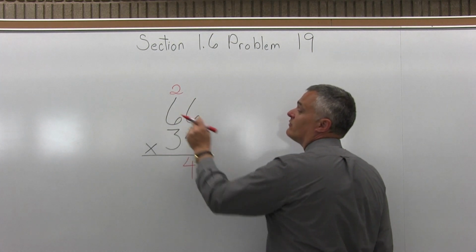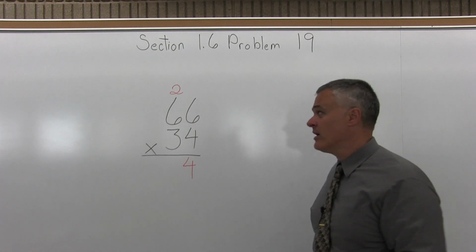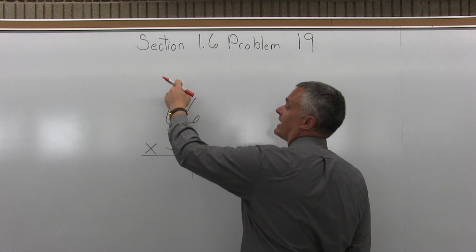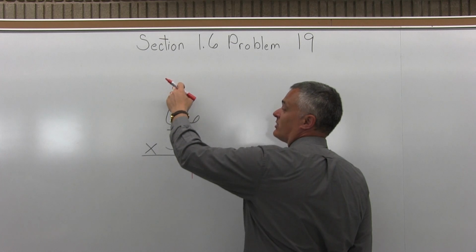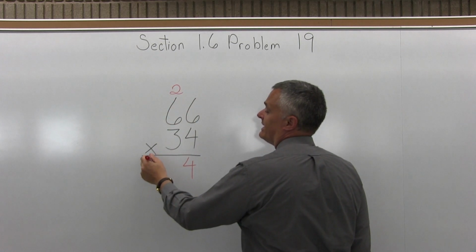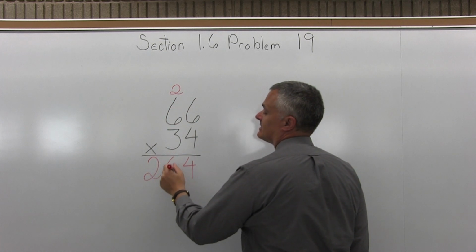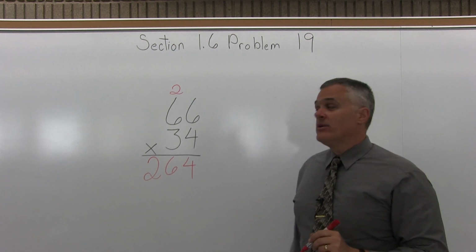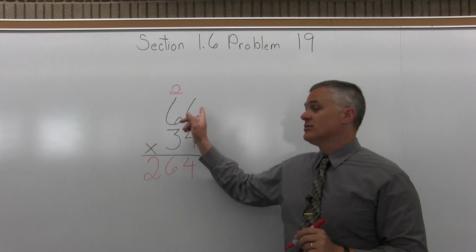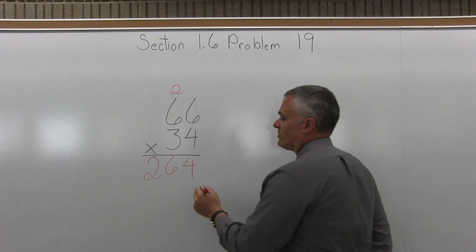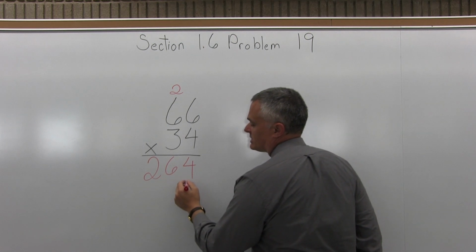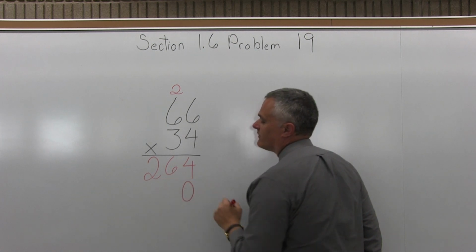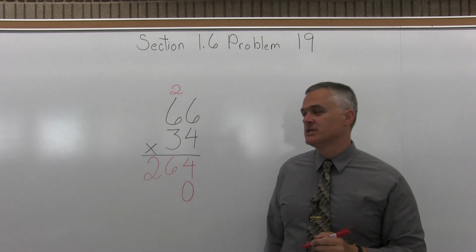Then I multiply again 4 times 6. I get 24, but I have to add the 2 that I carried from the previous multiplication to that 24. 24 plus 2 more is 26. Now, I have to multiply the 3 through the top row. But before I multiply the 3, I either have to move over one position to the left automatically, or I can fill in with a 0 to hold my position.